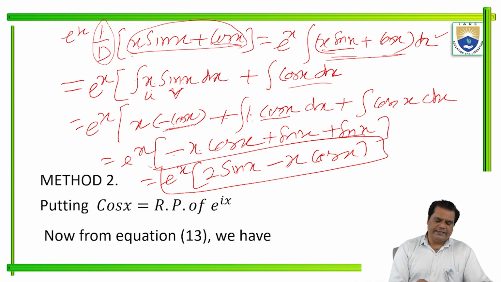So now minus x cos x. Integration of cos x is sin x. So here is 2 sin x. Taking first 2 sin x minus x cos x. This is the complete PI.